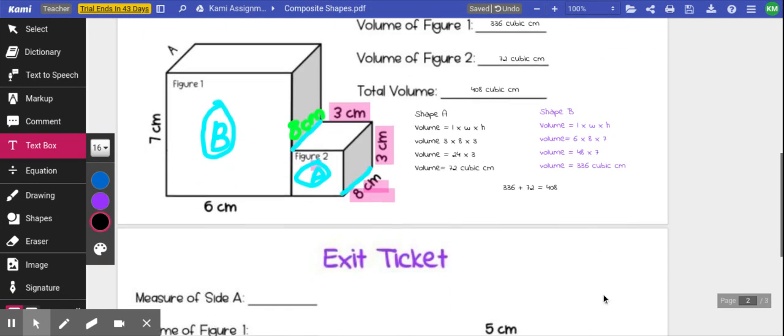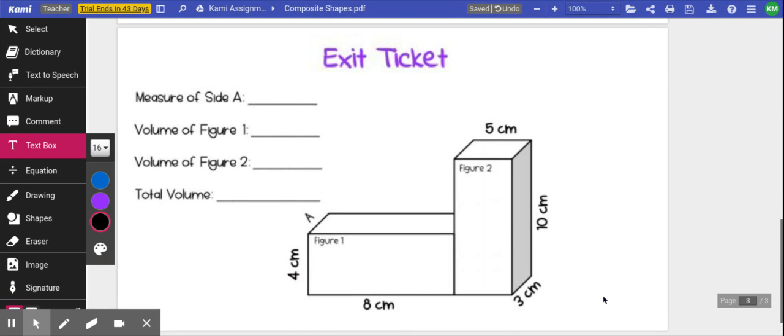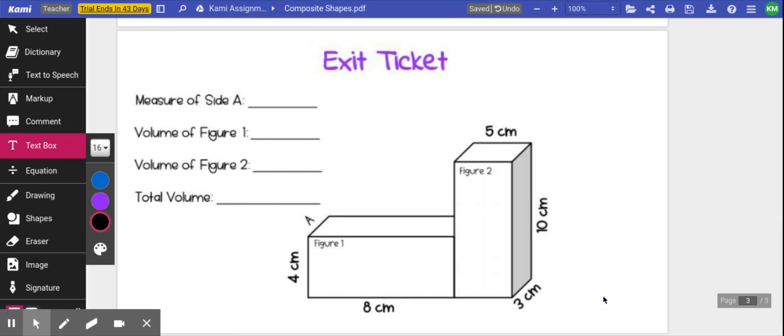All right, so now that we've done this one together, the second one is the exit ticket. This one you'll do completely on your own. Remember to label shape A, shape B, write your measurements for volume of figure 1, volume of figure 2, and then once you figure out the total volume, remember to write it on the line. Remember, in order for you to calculate the volume of each shape, you need to have all 3 dimensions. You need to have the length, the width, and the height.